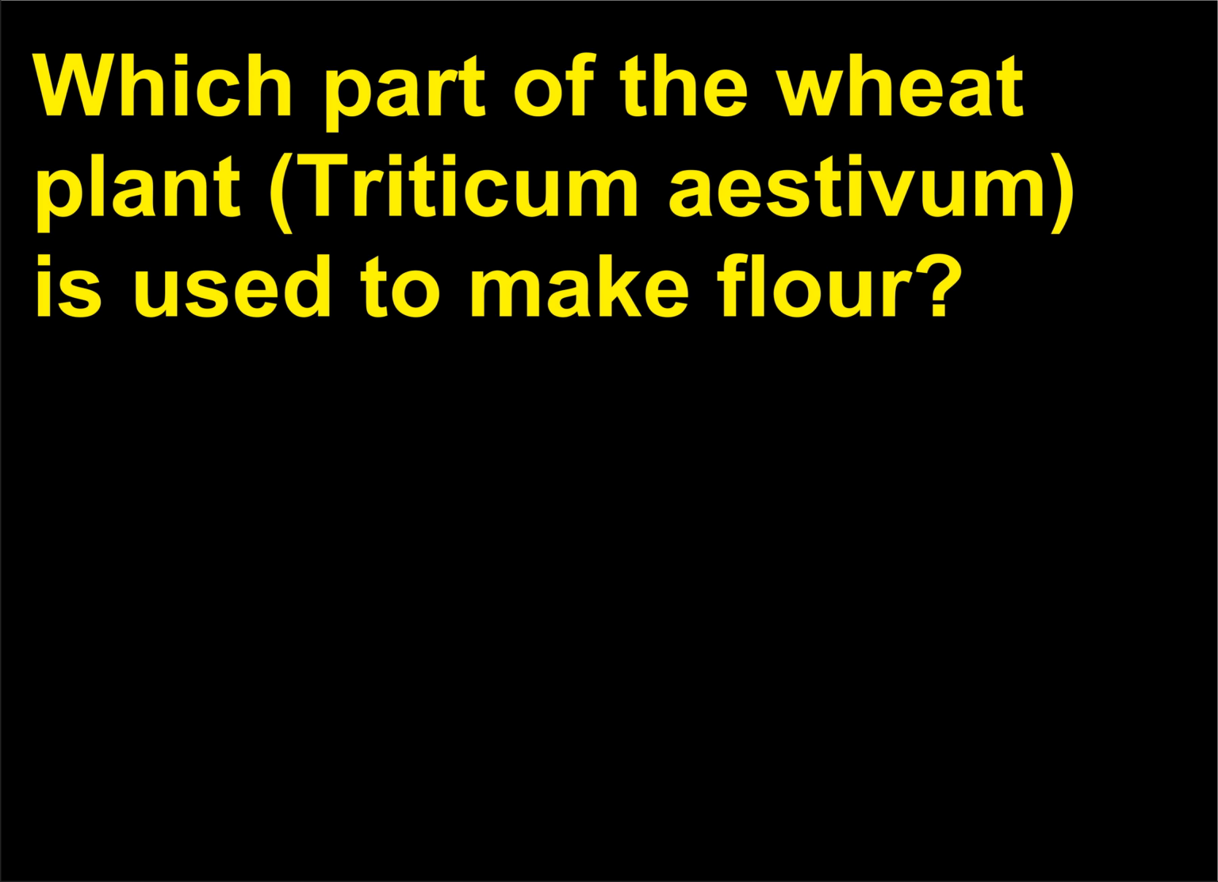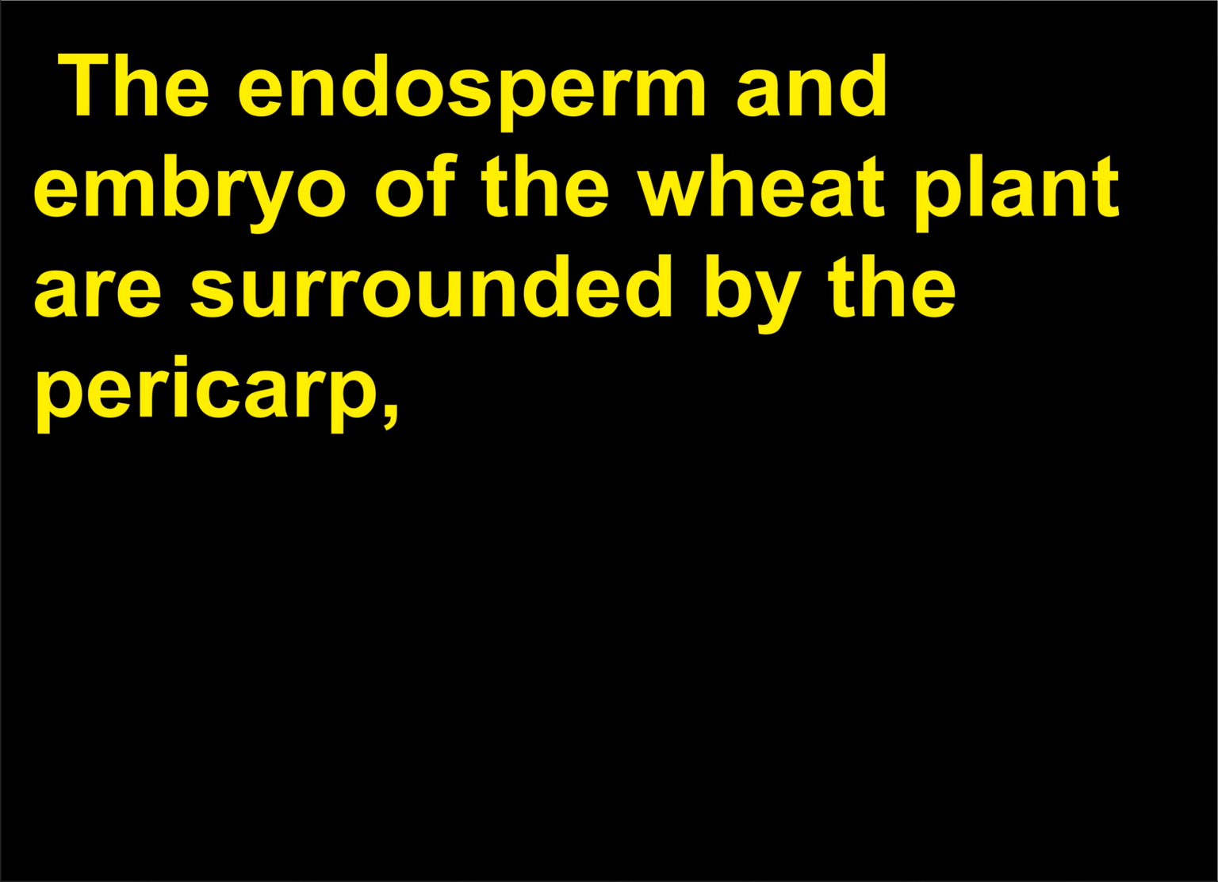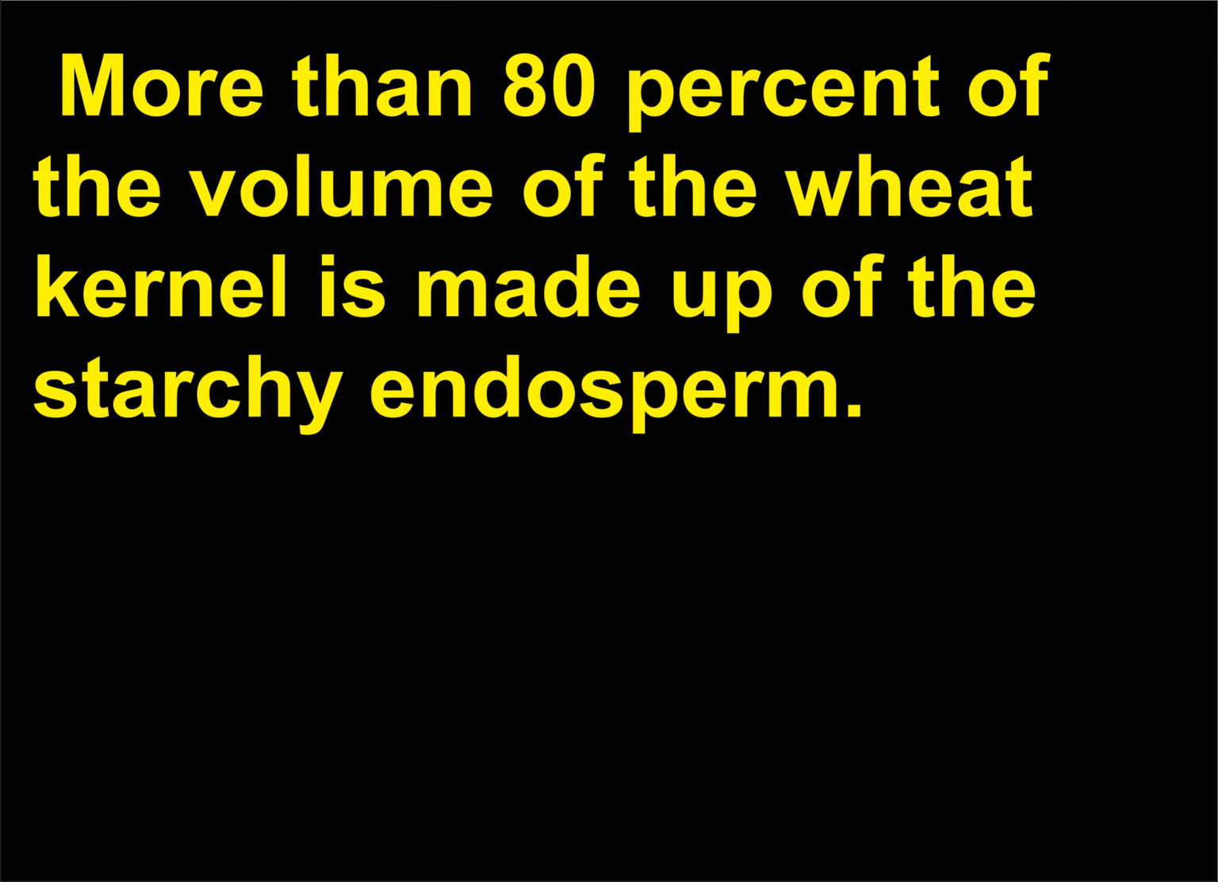Which part of the wheat plant, Triticum aestivum, is used to make flour? Wheat is a monocotyledon grass whose fruit, the grain, or kernel, contains one seed. The endosperm and embryo of the wheat plant are surrounded by the pericarp, or fruit wall, and the remains of the seed coat. More than 80% of the volume of the wheat kernel is made up of the starchy endosperm.